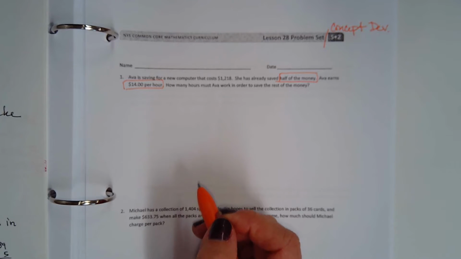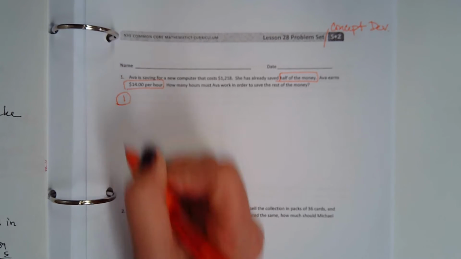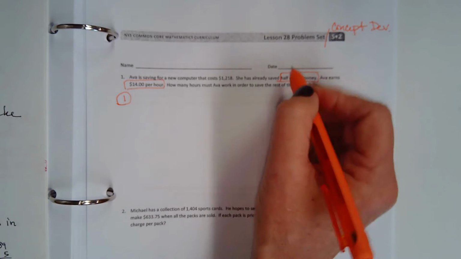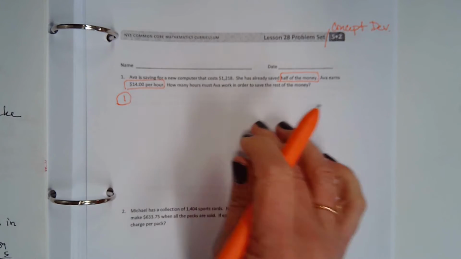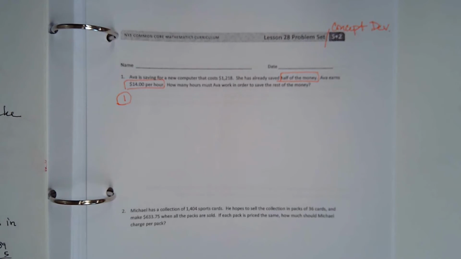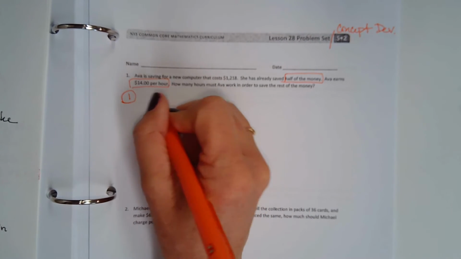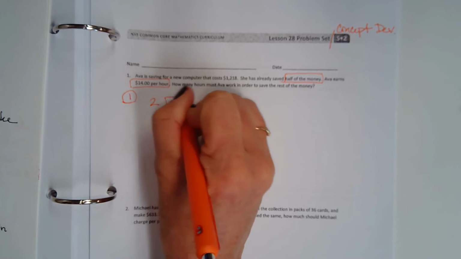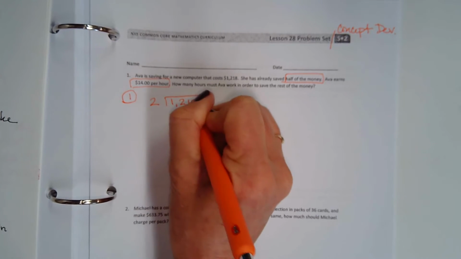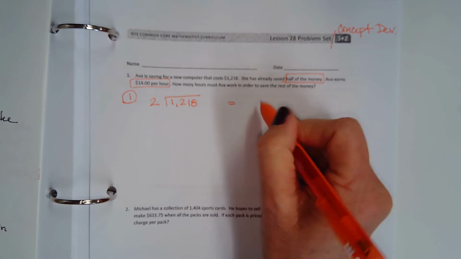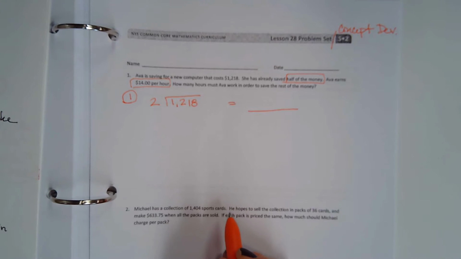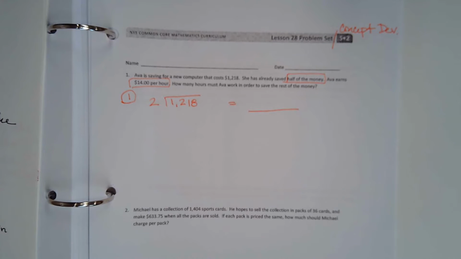So, number 1, step 1. We need to take half of the money to figure out. We know that she has half of the money, so we need to figure out how much money she needs to actually continue to save. That is correct. We are going to do the operation of division, and we're going to divide 1,218 by 2, and that's going to give us what amount of money she already has saved, or how much more she has to save.